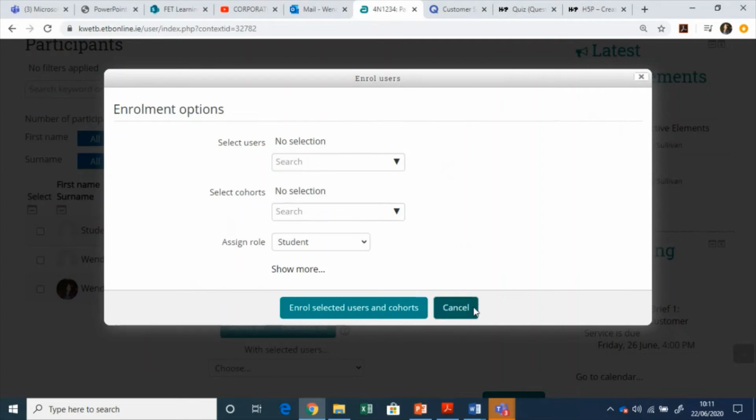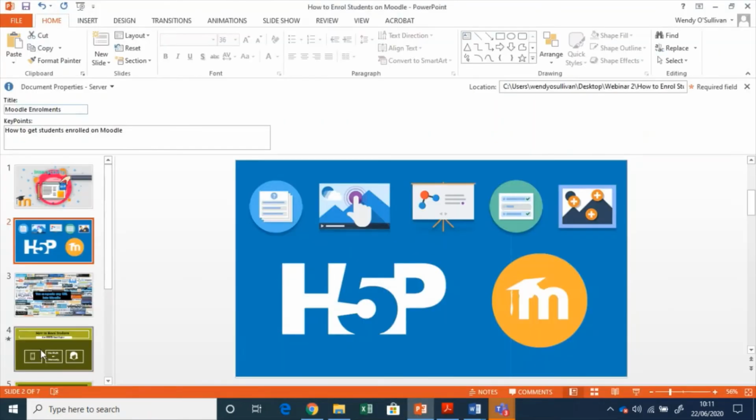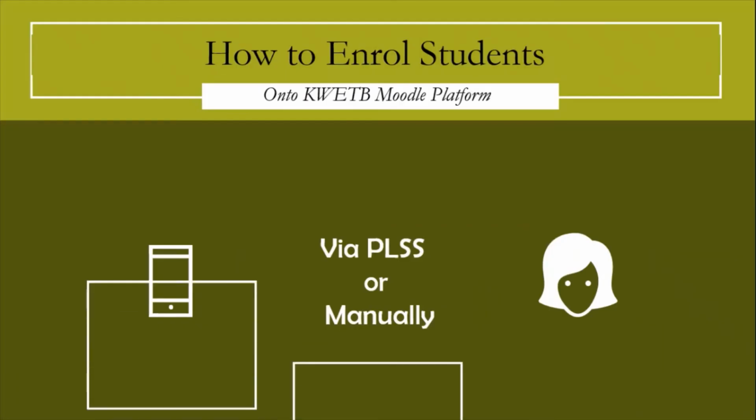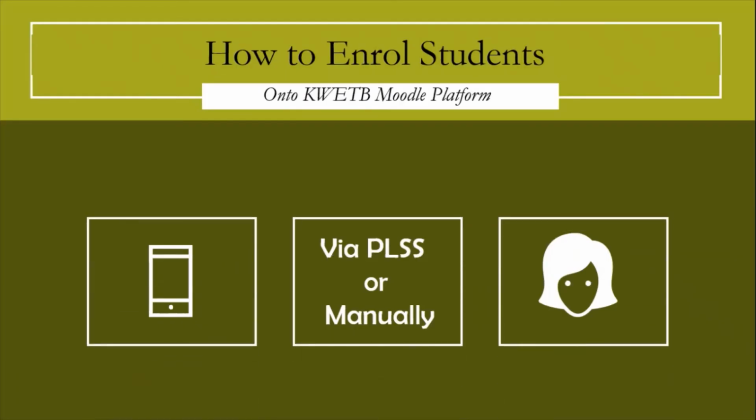Now prior to that, let me just give you a little bit of background. So how do you get students onto, in particular, the Moodle platform? It might work differently for other centres using Moodle. Our students don't need a KWETB email address to get into Moodle. Any email will do, but we are changing that. They're going to have a KWETB address, but it still doesn't matter one way or the other. They just need an email to be able to get into this.